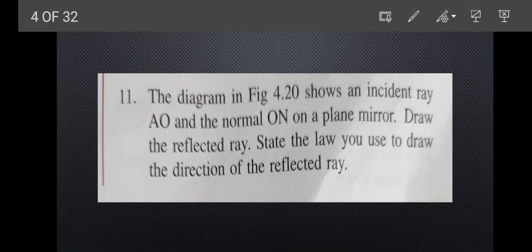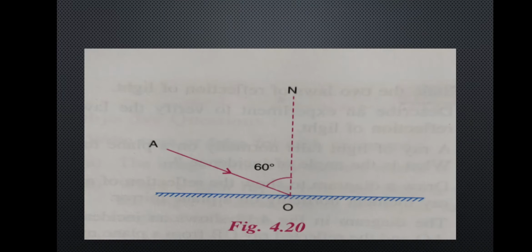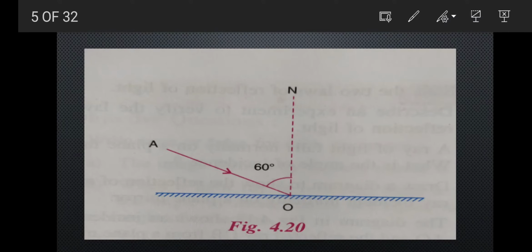Now next is the diagram in the figure. In the next slide you will get the figure: an incident ray AO and the normal ON on a plane mirror. Draw the reflected ray and state the law you use to draw the direction of the reflected ray. I have done it here. This is the figure, and here you have to draw the reflected ray.